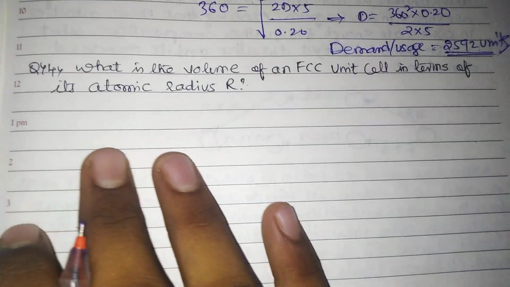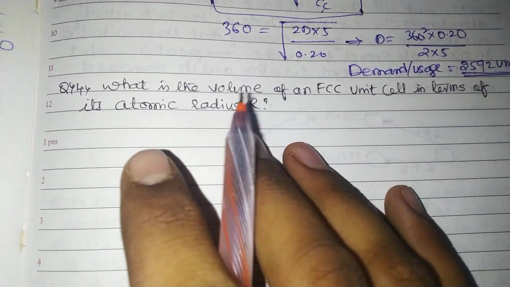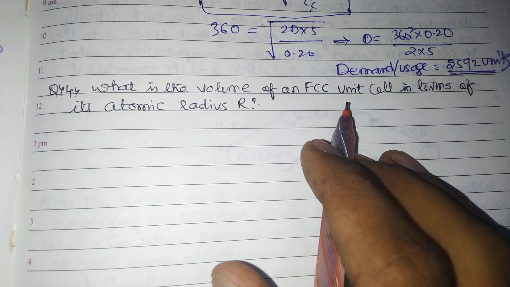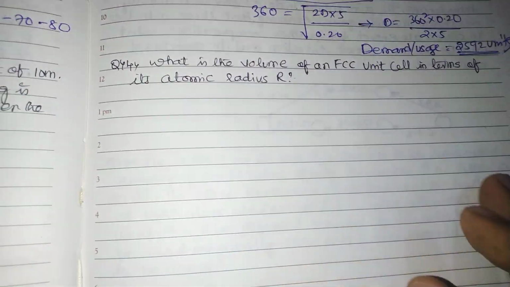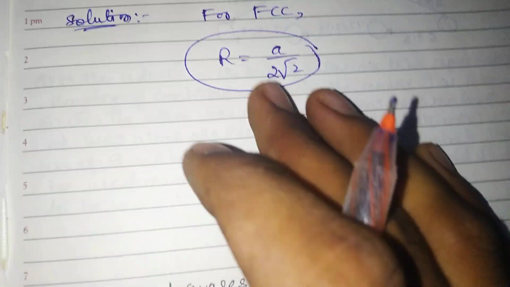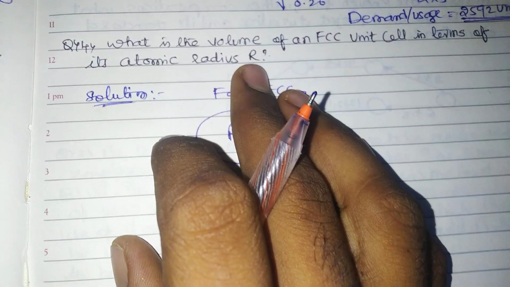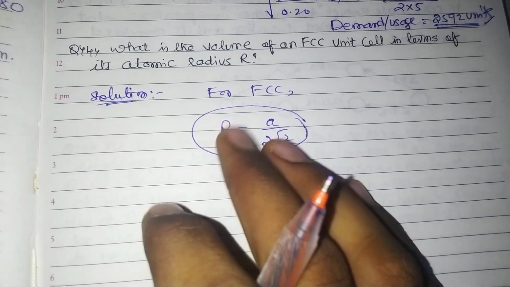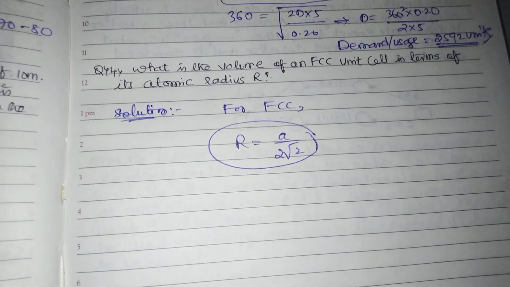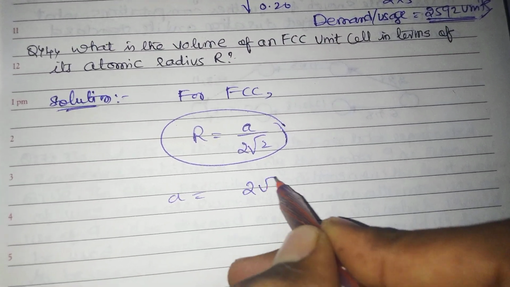Another question, this is completely based on a formula. What is the volume of an FCC, face centered cubic structure unit cell, in terms of atomic radius r? Here r is the radius, and since they ask in terms of atomic radius, the answer must contain r. For that, a equals 2 root 2 into r.